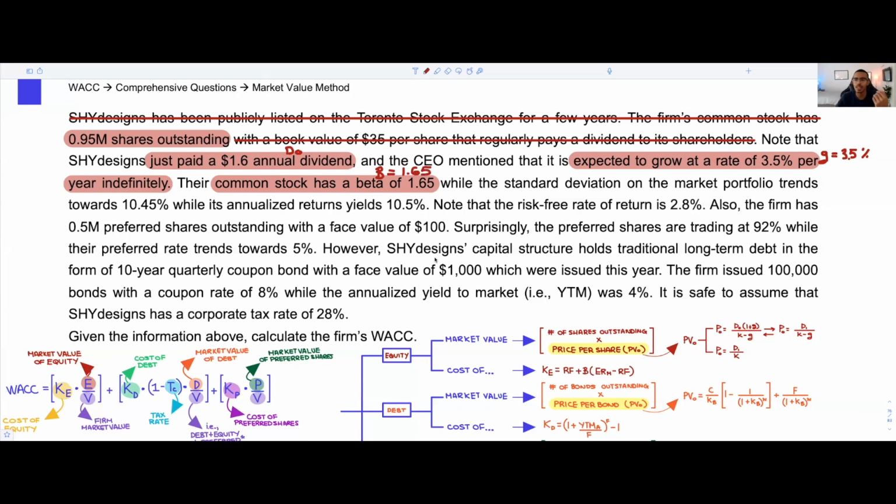Then they're letting you know that the standard deviation of the market portfolio trends towards 10.45%. Now, if this is the first time you're doing a question like this, you need to go back to your formula for your cost of equity, and you say, I don't care about this, because within my cost of equity formula, I don't see sigma.